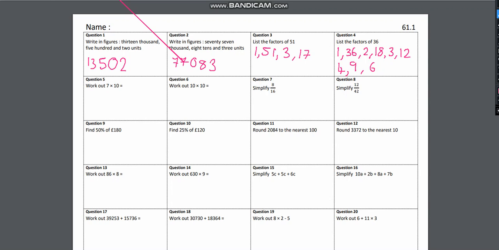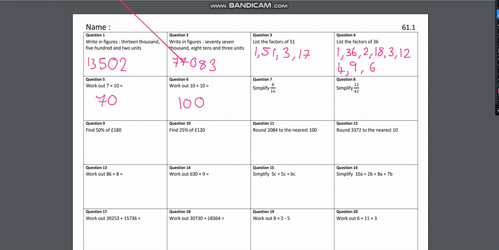So the next one says work out 7 times 10, okay? So I've got 7. If I want to times it by 10, all I've got to do is add the 0, so I should have 70. Same for this one. If I want to do 10 times 10, I've got my 10, I want to times it by 10, so I add the 0 to get the 100 there.